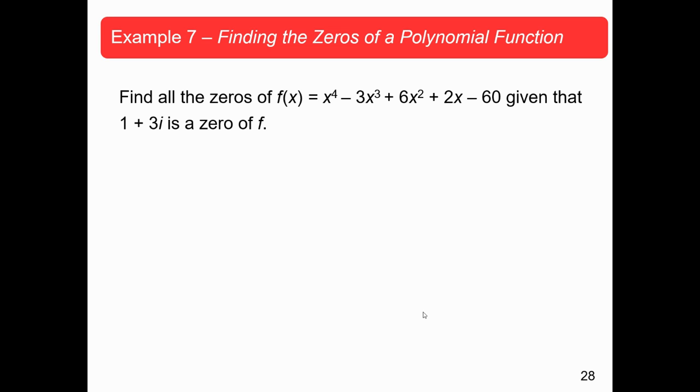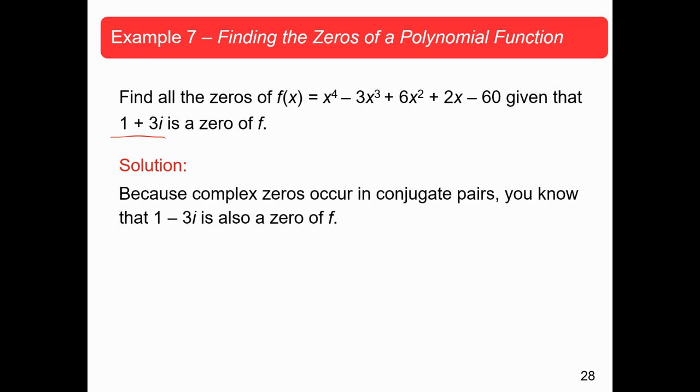We're going to find some zeros of a polynomial function. This is section 3.4, and here we have x to the fourth minus 3x to the third plus 6x squared plus 2x minus 60. We have been told that 1 plus 3i is already a 0, so let's find another 0.